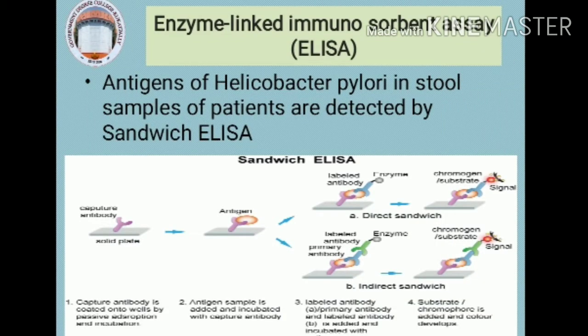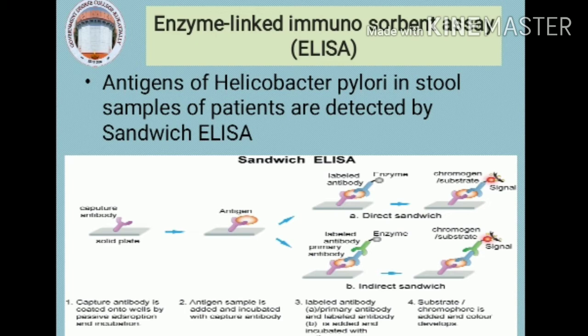Sandwich ELISA, double antibody sandwich ELISA, is used for detection of antigens present in clinical specimens. Antigens of Helicobacter pylori present in stool samples of patients are detected by double antibody sandwich ELISA. Microtiter wells are coated with antibodies. To these wells, the stool sample of a suspected patient is added. If the patient is suffering from Helicobacter pylori infection, the fecal sample contains Helicobacter pylori antigen, which binds to the antibody.